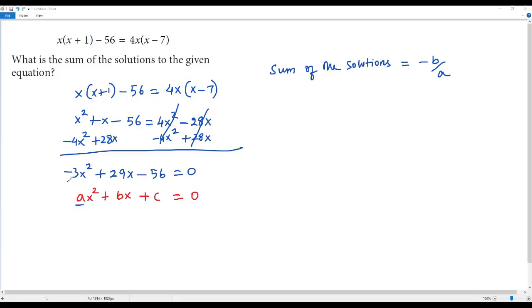a is the coefficient of x². At the place of a we have −3, so a is equal to −3, and b is the coefficient of x. Here the coefficient of x is 29, so b is equal to 29 and c is equal to −56. Now to get the sum of the solutions, we have to plug in the values for b and a over here. We can take this negative sign as it is. The value of b is 29 and the value of a is −3. So this negative will cancel out. I'm getting 29 over 3. So in the given equation, the sum of the solutions is 29 over 3.